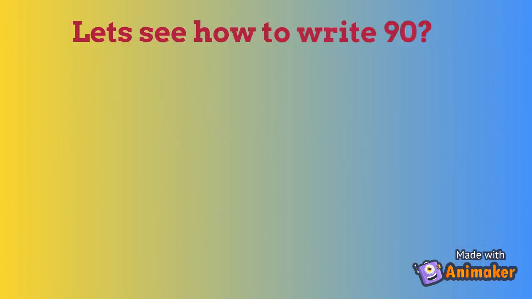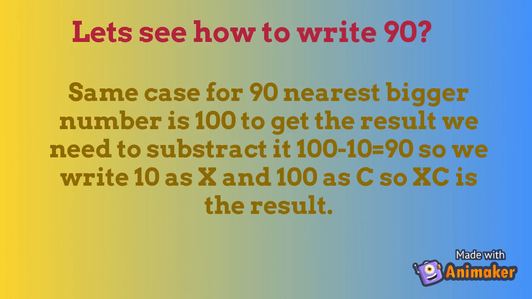Let us take one more example, that is 90. Again we need to see the nearest bigger number to 90, that is 100. Then 100 minus 10 is 90. We need to subtract it, as I said before. So we write 10 as X and 100 as C. You know the smaller number is written in front, so X is written at front and C, that is 100, is written at back. The result is XC for 90.